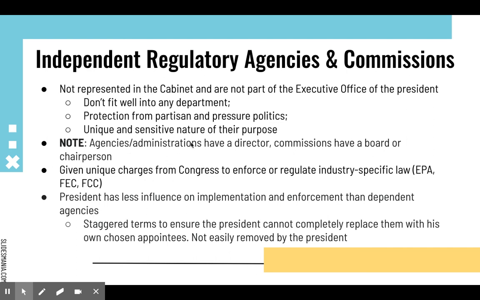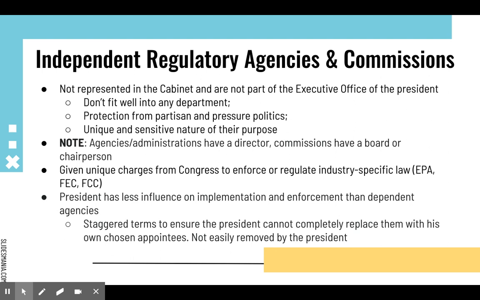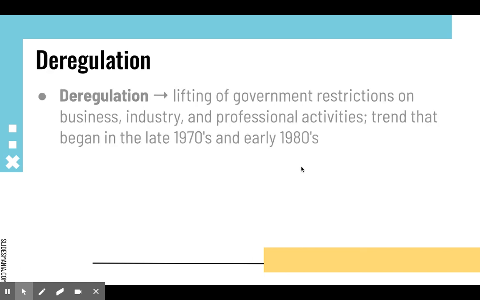Additionally, the boards especially have staggered terms. The agencies as well, the directors have staggered terms to ensure that the president can't come in once they're elected and wipe out the entire board and completely replace them with his own chosen appointees. And unlike the cabinet and his staff, these board members, chairpeople cannot be easily removed by the president. The president can recommend or work with independent agencies, but they do have less influence than other agencies themselves.